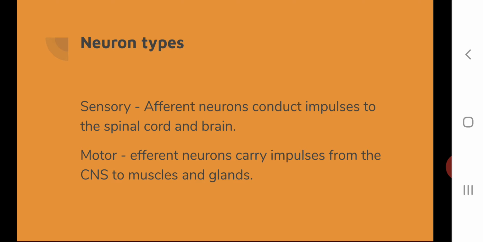Okay. Afferent means impulses are conducted to the brain. So they're being brought, think of that. Afferent is being brought to the brain. Efferent is sending signals away from the brain. So motor would be carrying impulses from the central nervous system to your muscles and to your glands.